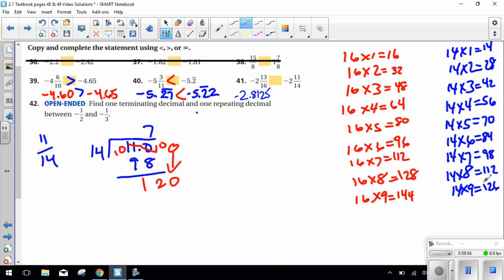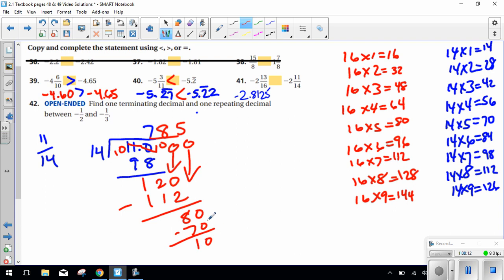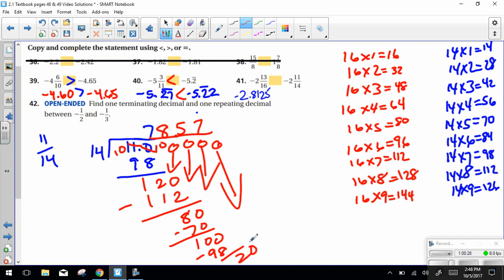14 into 120 is 8. 8 times 14 is 112. Subtract, that gives me 8. Add a 0 and bring down. 14 into 80 is 5 times. That gives me 70 with 10 left over. Add a 0 and bring down. 14 into 100 is 7. 7 times 14 is 98 with 2 left over. Add a 0 and bring down. 14 into 20 is 1.